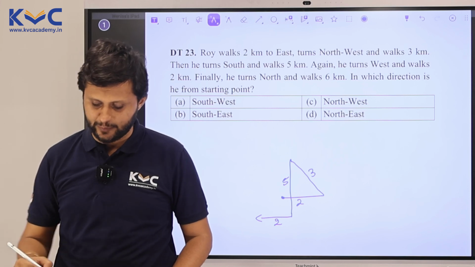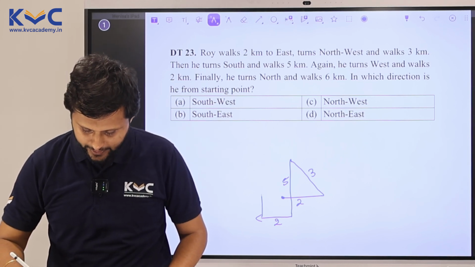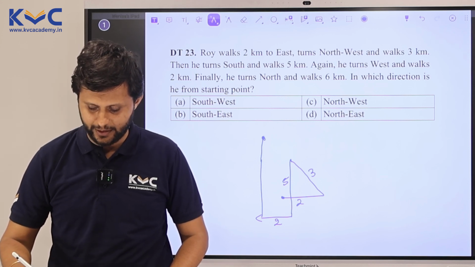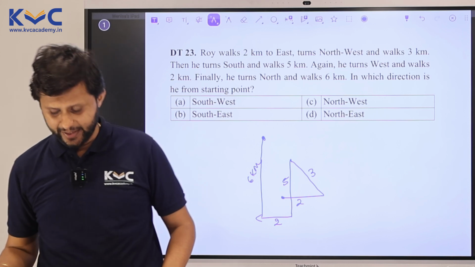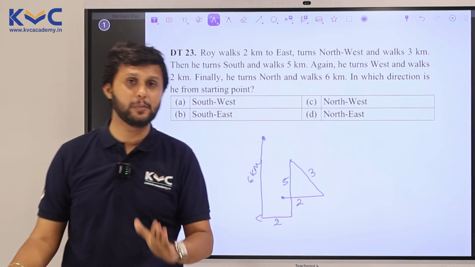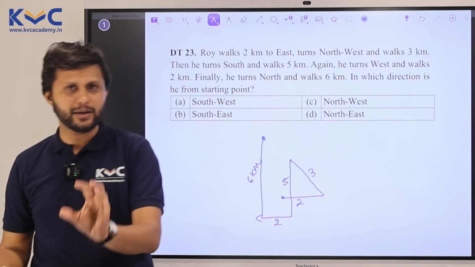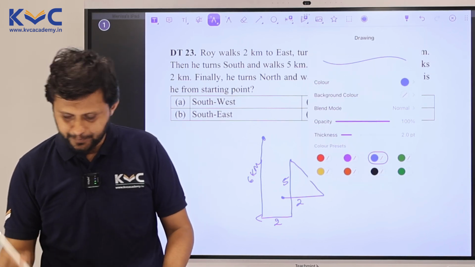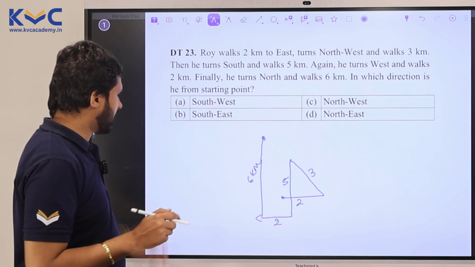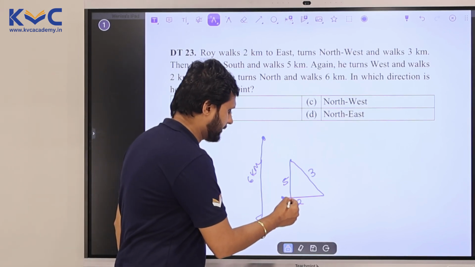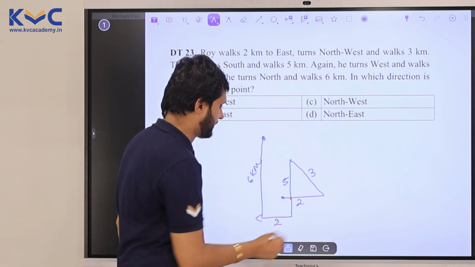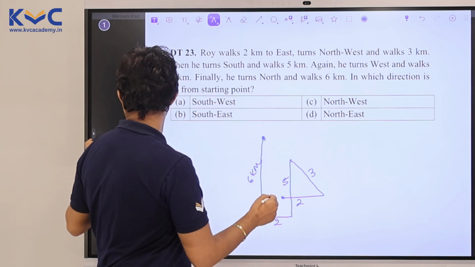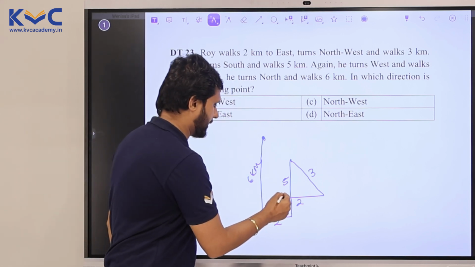In which direction is he from the starting point? 6 kilometers. So definitely 5 will come till here. 6 will go further over here. Somewhere over here. 6 kilometers over here. In which direction is he from the starting point? See, again, if you see, they have not given you north, south, east, west at all. So our starting point was, I'll mark it over here. Our starting point was over here. Correct? We started from, no, in fact, we started from here. Let me clear that. Okay, we started from here.